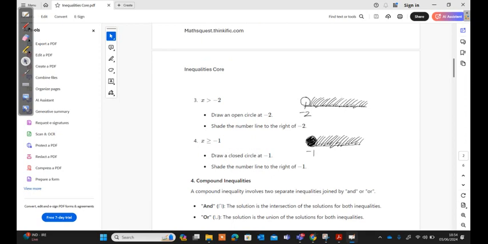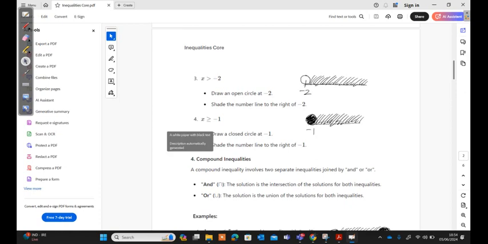Number 3, x greater than -2, so I draw -2. An open circle because we don't have the equal sign, and greater means to the right hand side, so I'm shading on the right hand side. X greater or equal to -1, so I have -1. Since I have the equal sign, I draw the circle and I shade it, and greater means to the right hand side, so I'm shading on the right hand side.